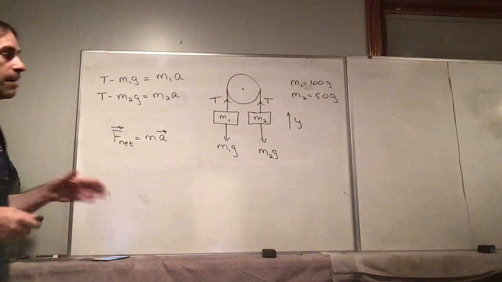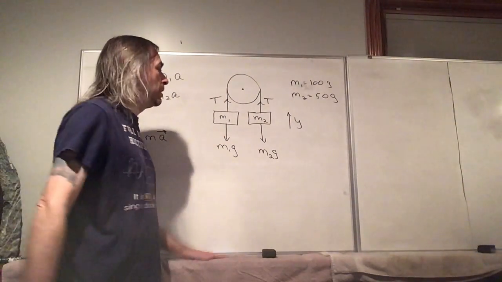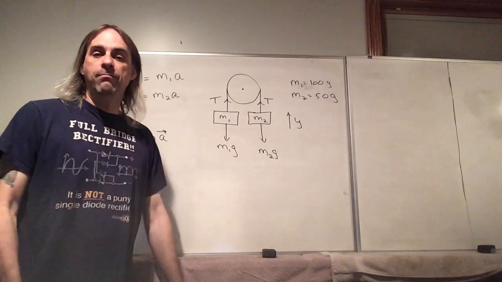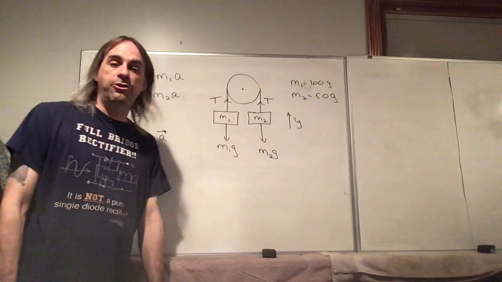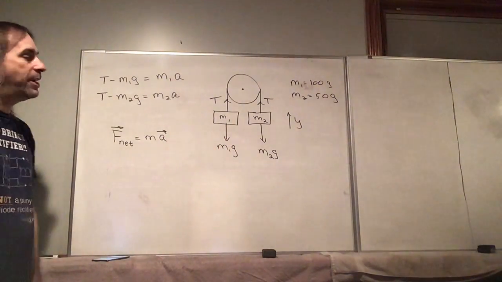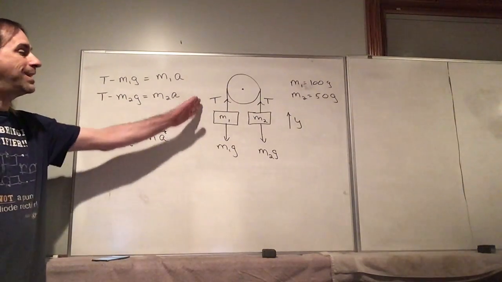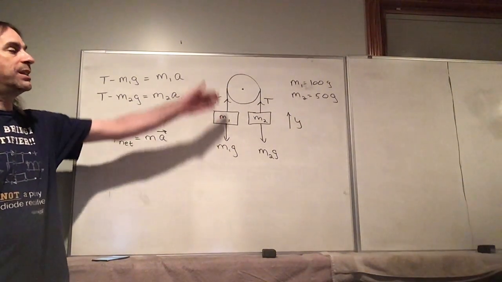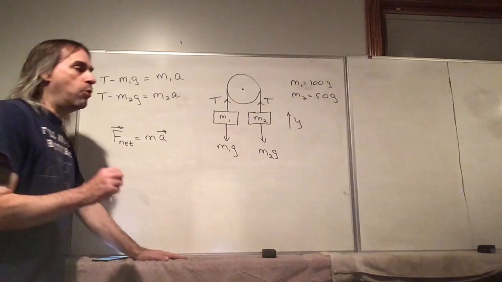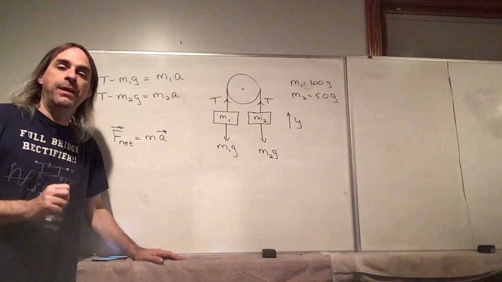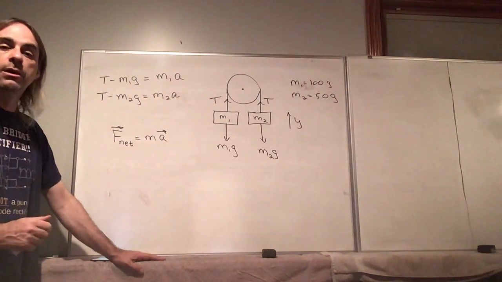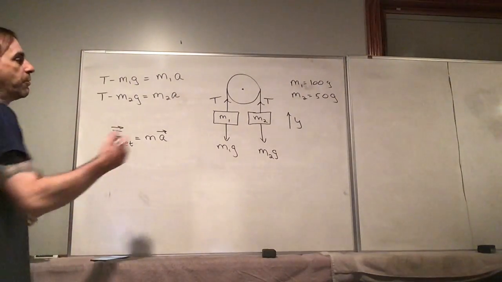Well, I mentioned earlier that both masses move together, so they have the same magnitude of acceleration. However, the accelerations are not the same because one's accelerating down and one is accelerating up. So the only thing that's the same about them is the magnitude of the acceleration. So we could do this way.